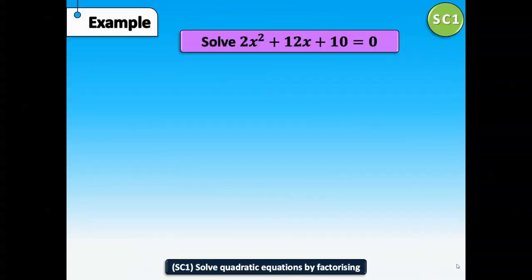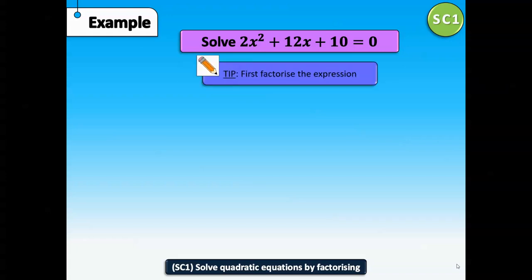So here we've got a quadratic equation and we want to solve it by factorising. This means we need to find out what x is. So we first of all factorise the expression. We do this by timesing 2 and 10 together, which is 20, and thinking about which two numbers will times together to make 20, but add together to make 12.